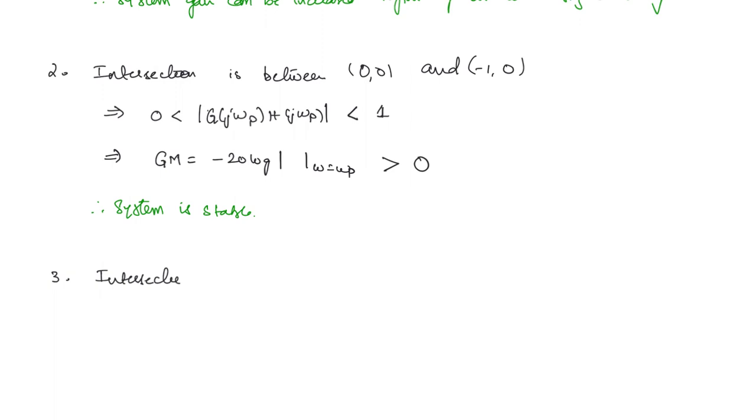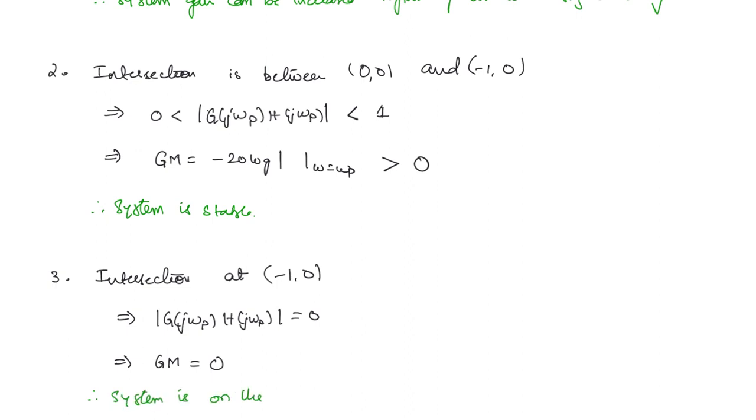What about the case when the intersection is right at (-1, 0)? That means that the magnitude at the phase crossover is exactly equal to 1. So what will happen to the gain margin? Minus 20 log 1. Log 1 is 0, right? So the gain margin is 0. That means that the system is at the verge of instability. Gain margin is 0 means you cannot add any more gain to the existing gain, or the system will become unstable. Even a little bit of increase will result in instability. Therefore, system is on the verge of instability.